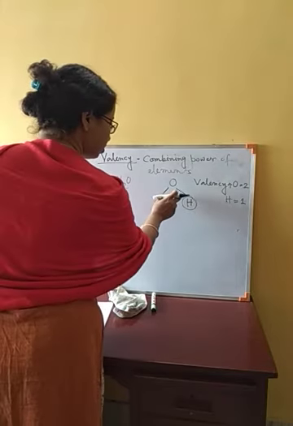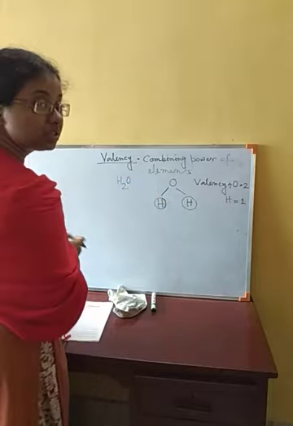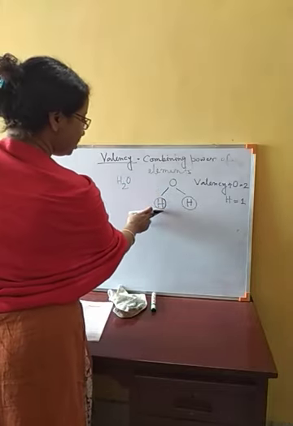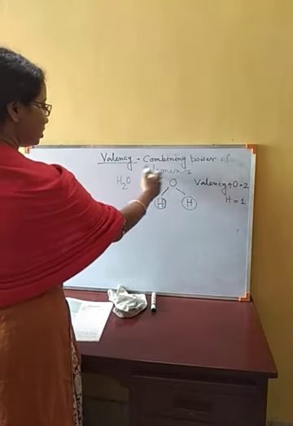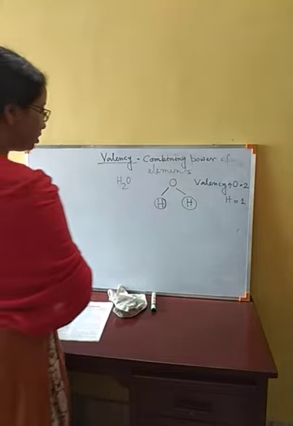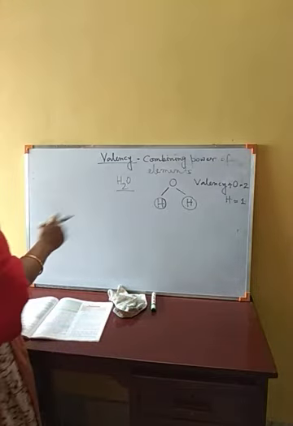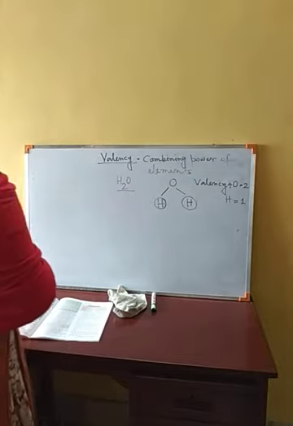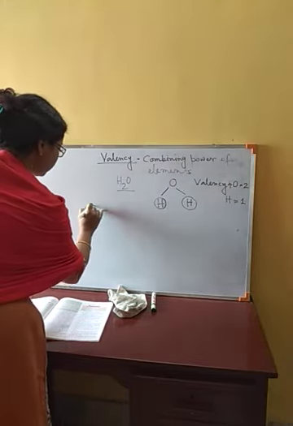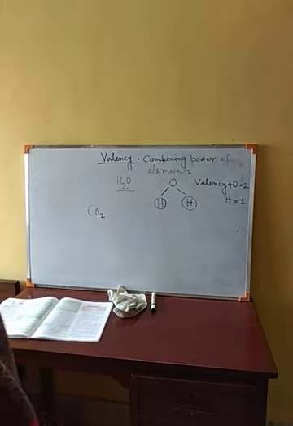Now as oxygen is having two hands, its valency must be fulfilled. That's why it requires two hydrogen to fulfill its valency. And here we have got the structure. When hydrogen and oxygen combine, we have got the structure of water. Okay, now if we see the structure of carbon dioxide, then what happens?